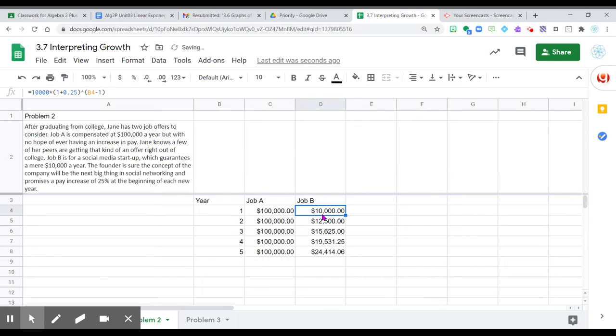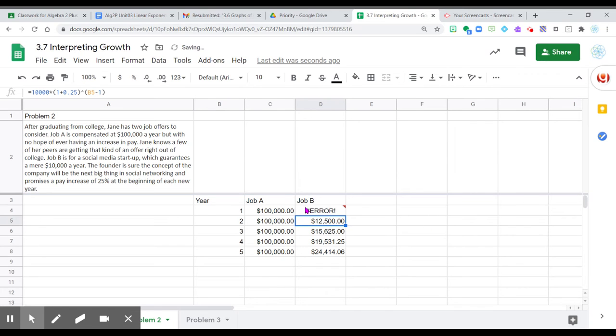We could either calculate it by hand, adding 25% each time, or if we want to make this a little quicker, we can use the following model, where we say starting with 10,000 times a growth rate of however much you have, plus 25%, raised to the number of years that she's been in the job. So in year 1, she's actually been in the job no time. So that's year minus 1.